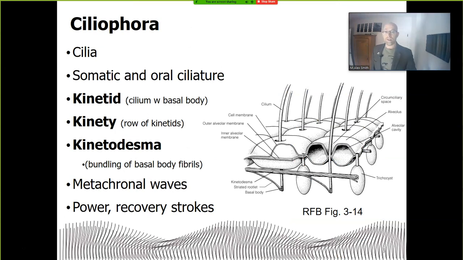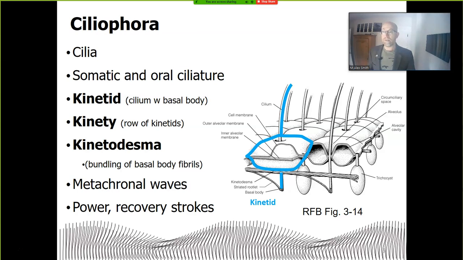Now you're looking at an older figure. This one is from Ruppert, Fox, and Barnes and isn't in your Brusca text. I love this view. It's a particularly clear view of it. There are 3 words here, kinetid, kinety, and kinetodesma, that refer to an individual cilium, or rows of kinetids, or rows of cilia. And then at the bottom, with the waves and the power and the recovery strokes, we'll talk about that. So let's talk about it morphologically first.